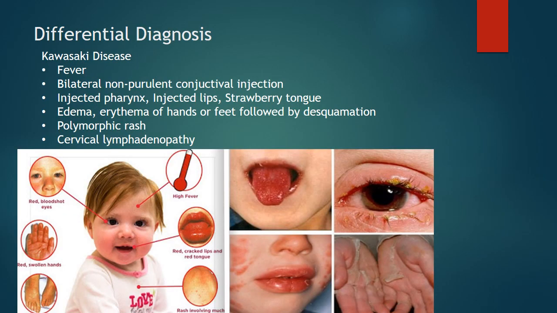Another very important diagnosis is Kawasaki disease. So these figures show the symptoms of Kawasaki disease: the fever, the bilateral non-purulent conjunctival injection, that is reddening of the eye, the injected pharynx, injected lips, and the typical strawberry tongue, the edema and erythema of the hands and feet, followed by desquamation, the polymorphic rash, and the cervical lymphadenopathy.